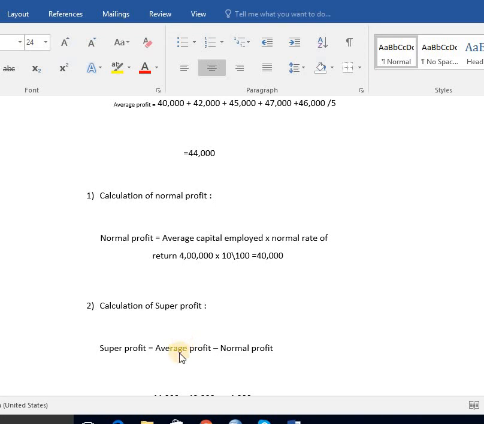Super profit is equal to average profit minus what? Normal profit. For calculating normal profit, what we require, tell me, is the average capital employed. So, what is normal profit?